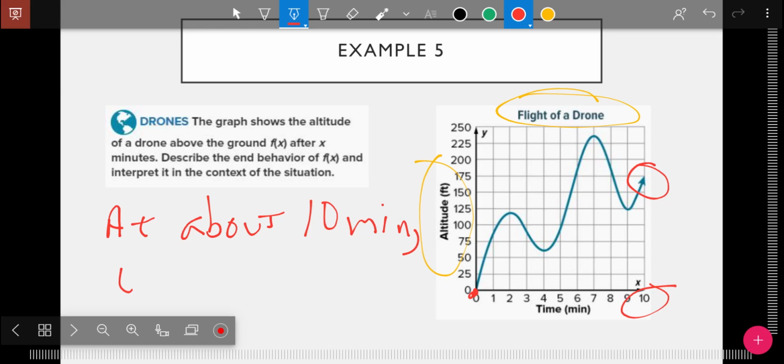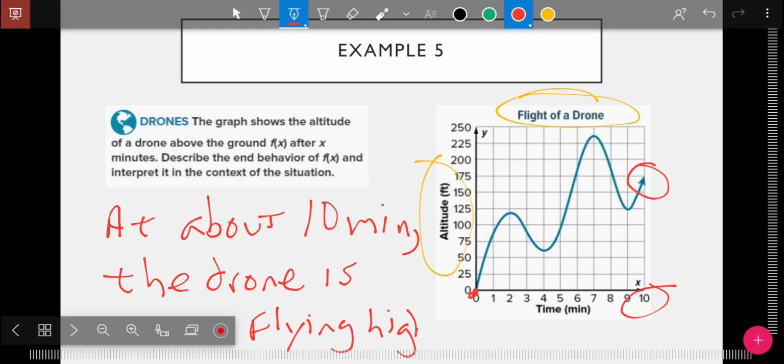The drone is going higher, is raising, is going up. Any of those words would work. So it's increasing in height. You can say it a whole bunch of different ways. You just got to use the context of the situation, which means they want you to use words like drone, because they're talking about a drone right now, or height, because they're talking about height right now.